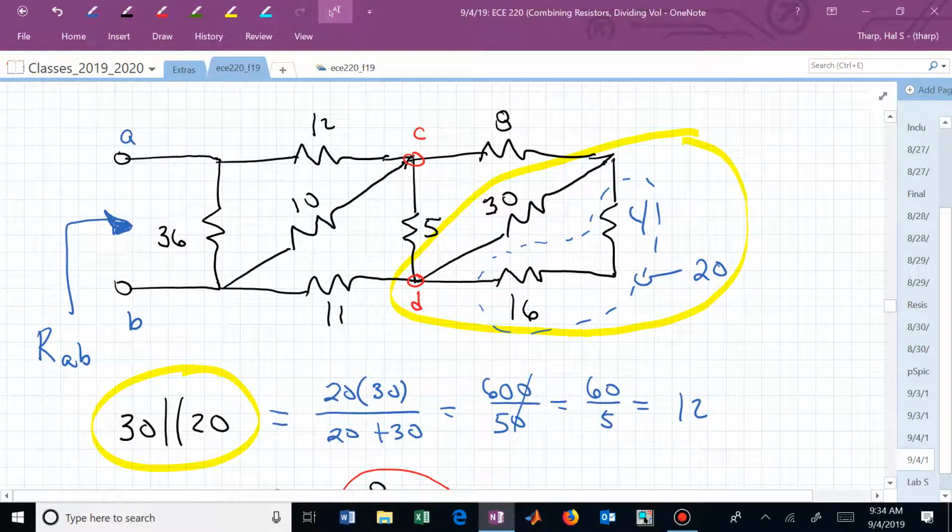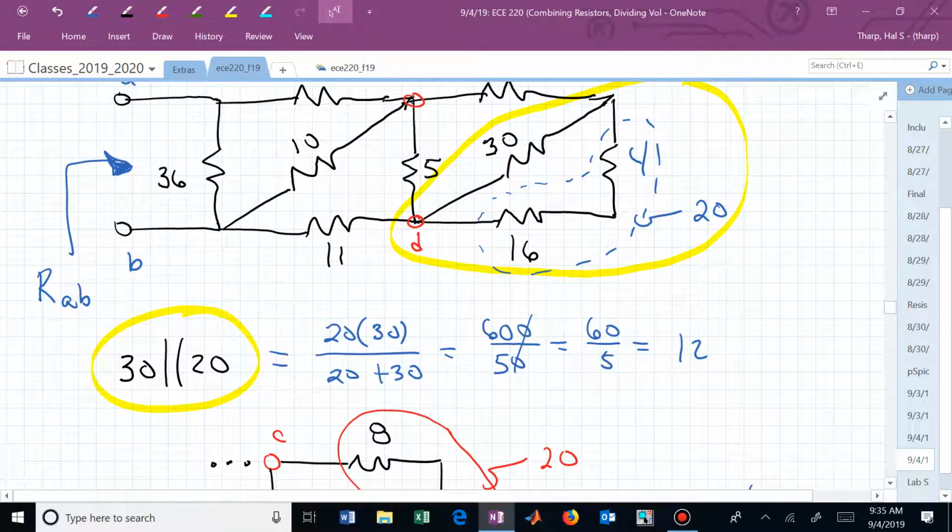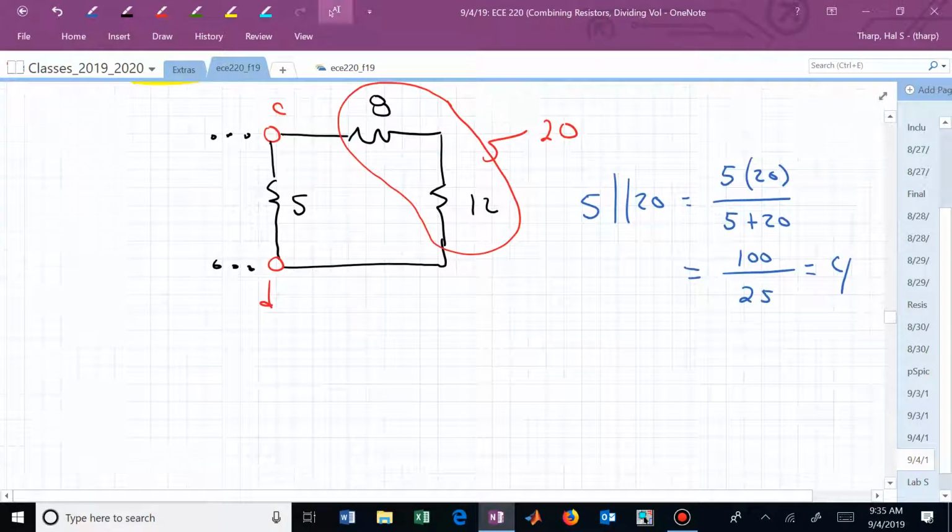The parallel combination of two resistors is always less than the smallest of those two resistors in parallel. Something to keep in mind. If you make an algebra mistake and you end up with 40 for the parallel combination of 30 and 20, you go, whoops, something's wrong. It should be less than 20. And it's 12. Here it's 4.